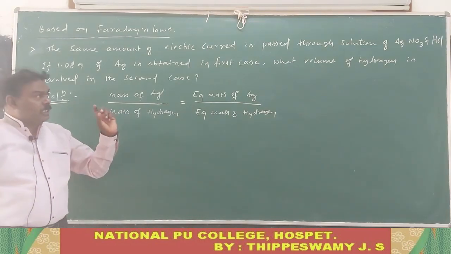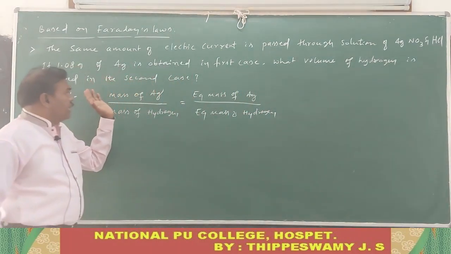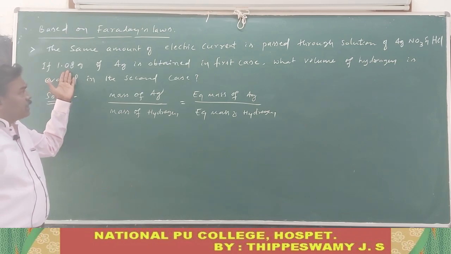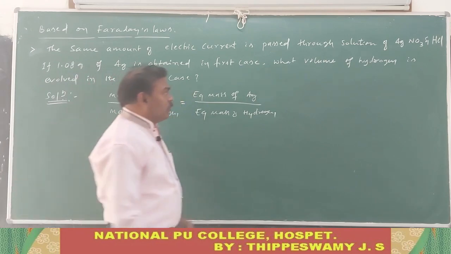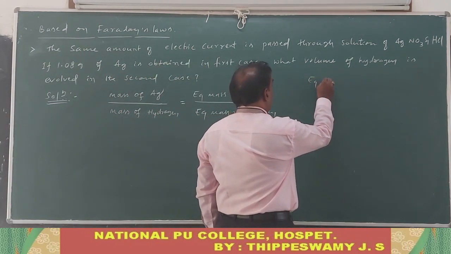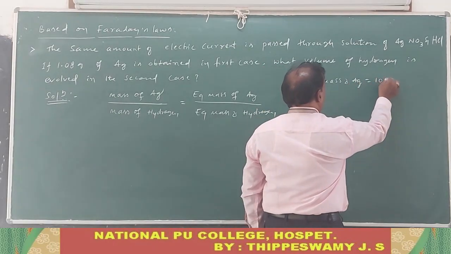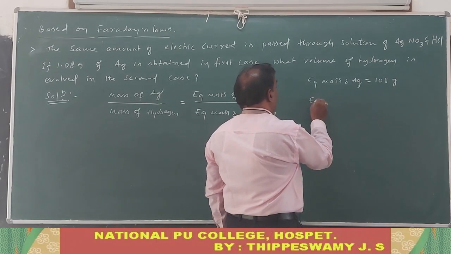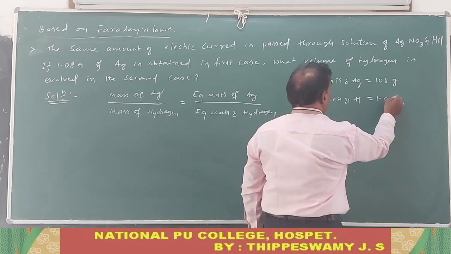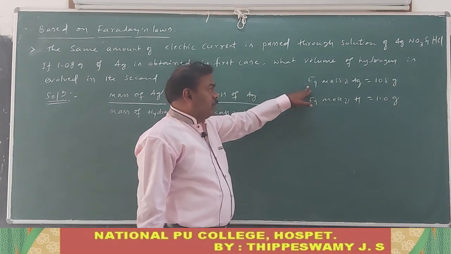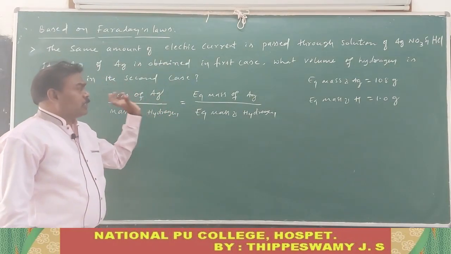Now, in order to calculate the volume of hydrogen, there are different data given here. What is that? The mass of the silver is given. Equivalent mass of the silver, we know that. Equivalent mass of silver is 108 gram. Equivalent mass of hydrogen is equal to 1.0 gram. Even the mass of the silver is also given. Now substitute the values here.